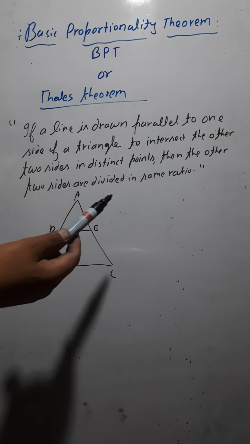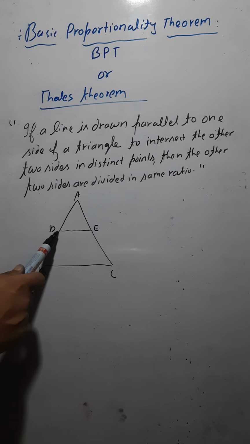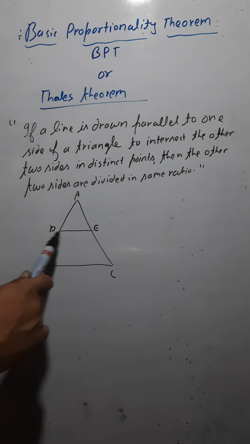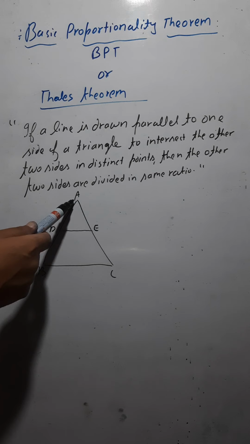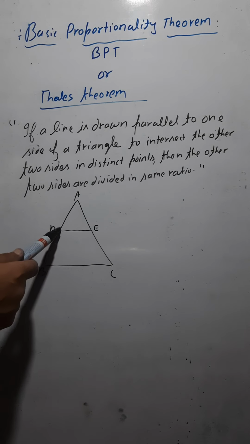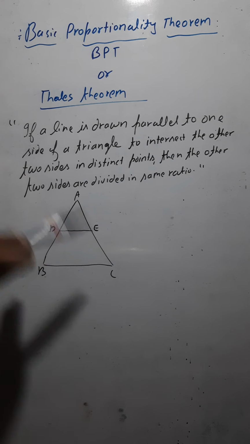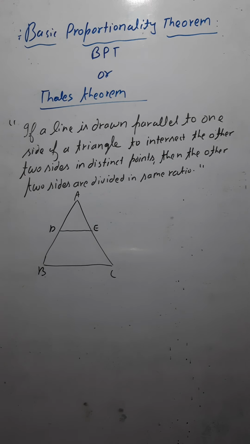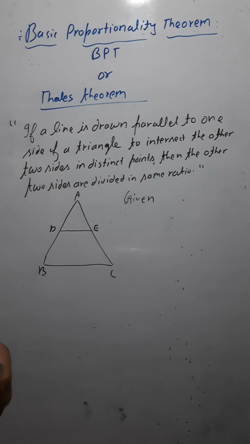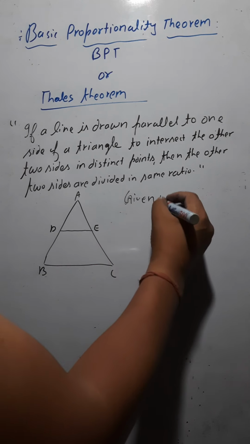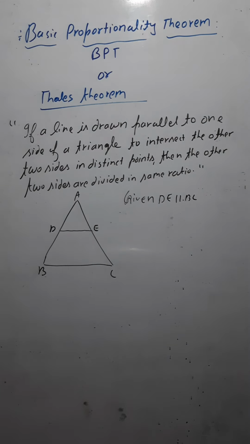So it is saying that if this line is parallel to this one side, and here we have two distinct points, then this line is going to divide the other two sides in the same ratio. Same ratio means AD by BD should be equal to AE by EC. This is what it is saying. So what you have been given here, just write it. You have been given that DE is parallel to BC. This is the symbol of parallel.